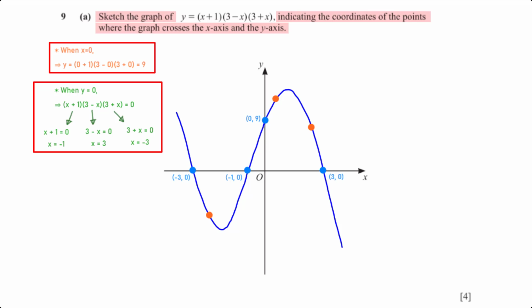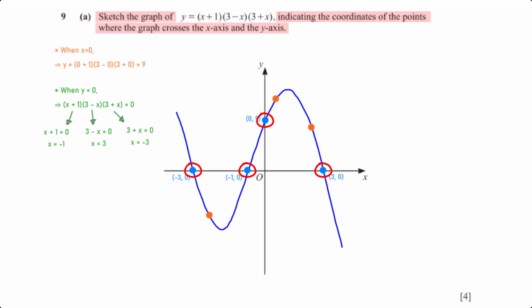At the point where the graph crosses the x-axis, the y value is 0. So when we plug in y equals 0 into the equation of the graph, we have (x plus 1) times (3 minus x) times (3 plus x) equals 0. When we equate x plus 1 to 0, we get x equals negative 1. When we equate 3 minus x to 0, we get x equals 3. And when we equate 3 plus x to 0, we get x equals negative 3.